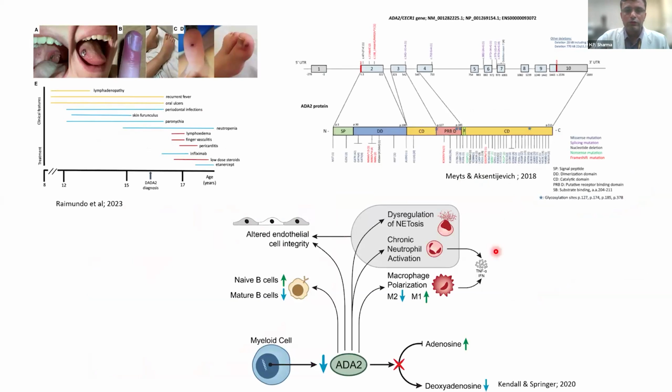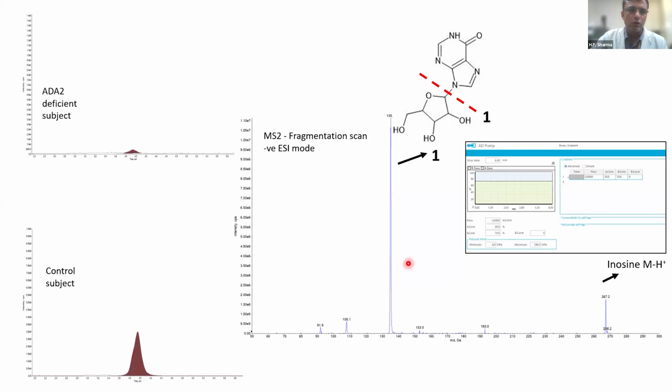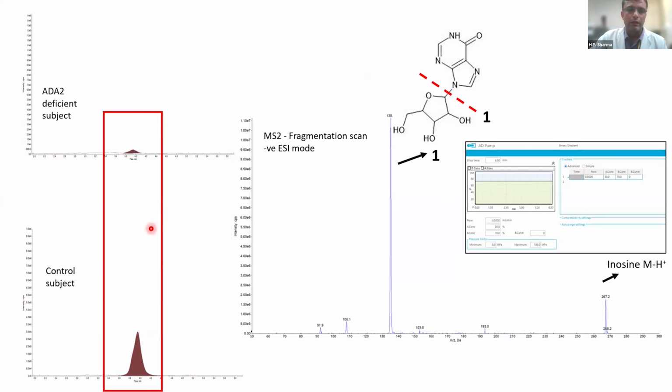Sure. This is an example which I'm taking from my own lab, where we were working on ADA2 deficiency patients. ADA2 deficiency is an inherited autoimmune disease where vasculopathy happens. When we were working on this disease, we wanted to see how inosine levels differ between two phenotypes. So first we made a targeted method for inosine quantification. And when we compared the control subject and the ADA2 deficient subject, we could see quite a good difference between the inosine levels.